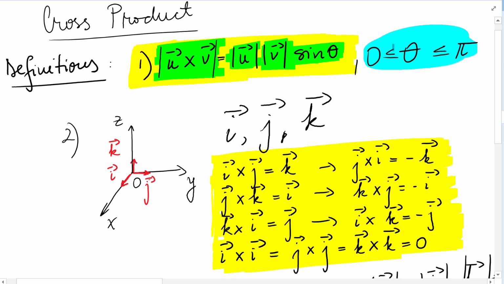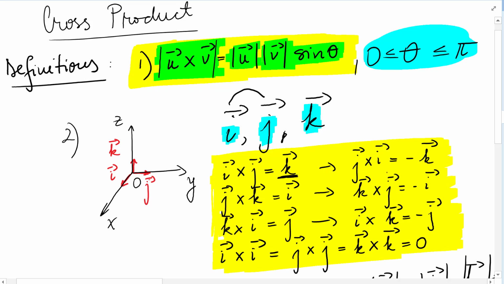The other formula is where we find the cross product of coordinate unit vectors. So i, j, and k. And I like to write them in this order because it's very important as we go. i cross j gives us k, because as you can see, j cross i is negative k. So it's exactly the opposite.